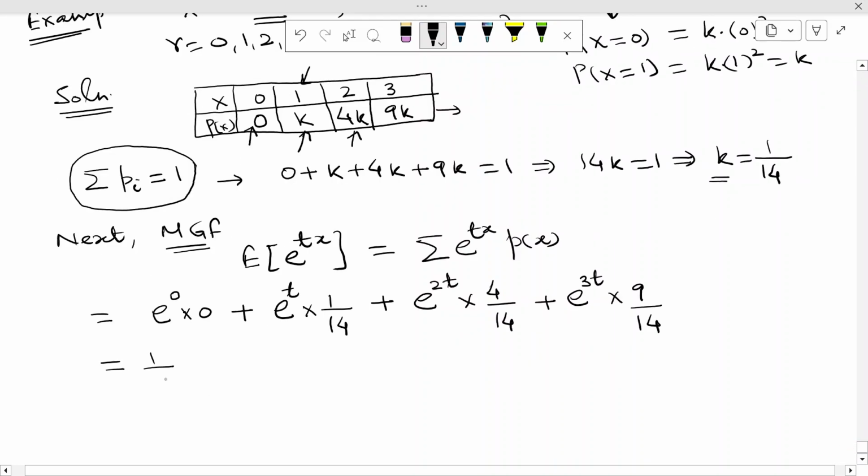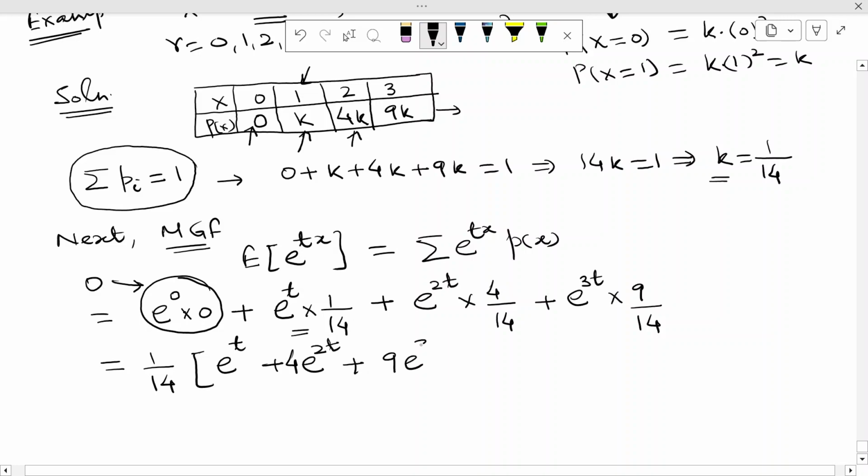So you can take this 1 by 14 outside, and this first term will become 0, because e to the power 0 is 1, and when you multiply this by 0, it is 0. So this will be e to the power t, because 1 by 14 is outside, and the next term is 4 times e to the power 2t plus 9 times e to the power 3t. So this is our moment generating function.